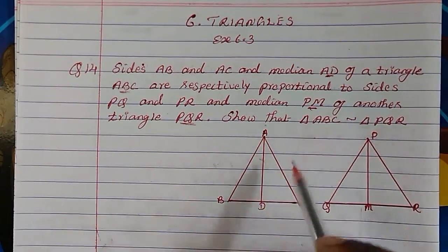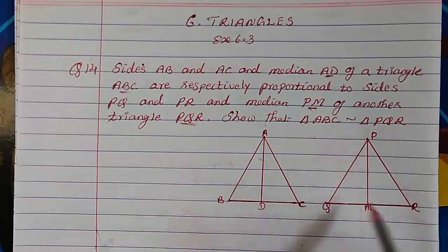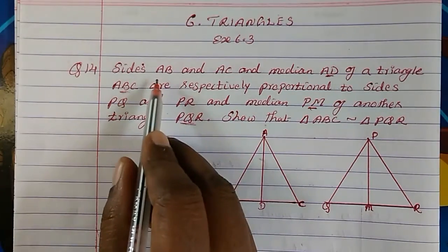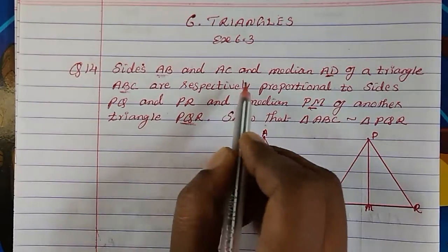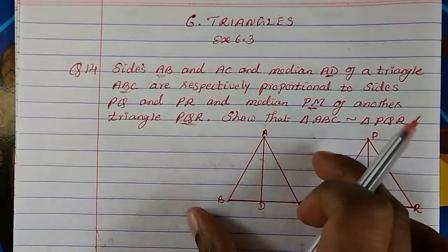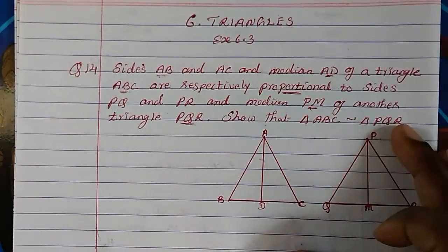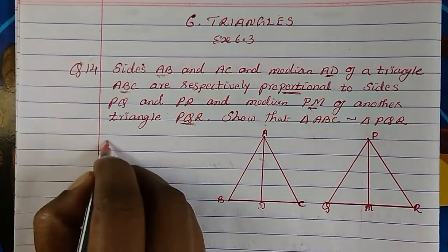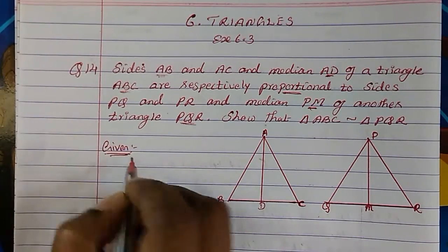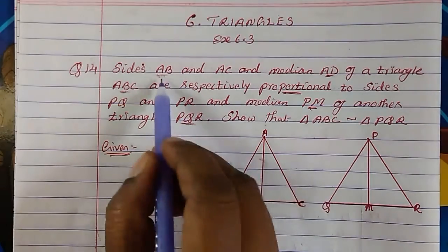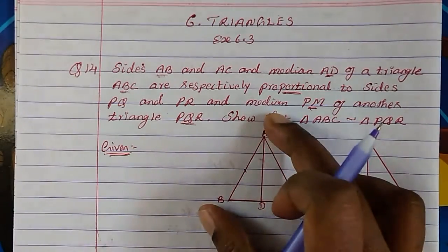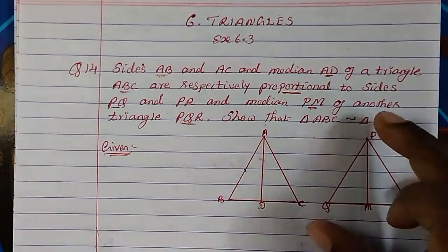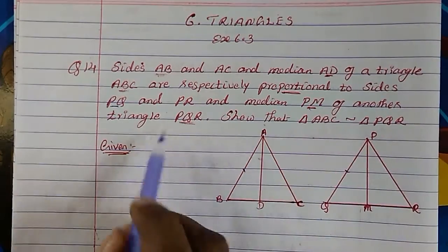So we have to prove that triangle ABC is similar to triangle PQR. So what are the things given to us here? You see AB, AC and median of this triangle are proportional to the sides of the other triangle, that is PQ, PR and PM. So what is given to us? First let's write down. What is given is AB, this is AB of this triangle ABC, of the next triangle is PQ. That means PQ, this side, is proportional.